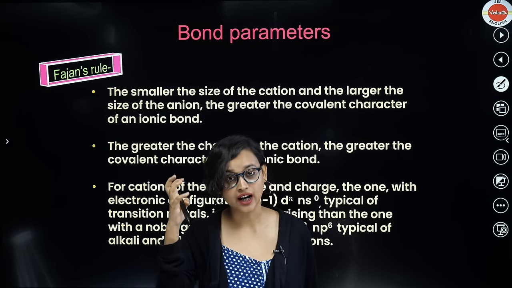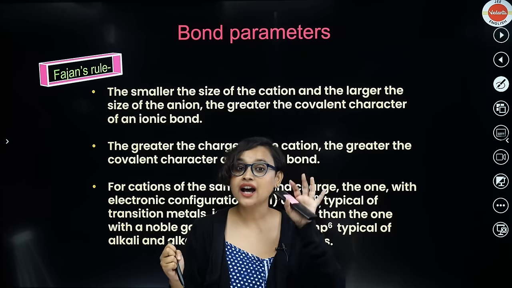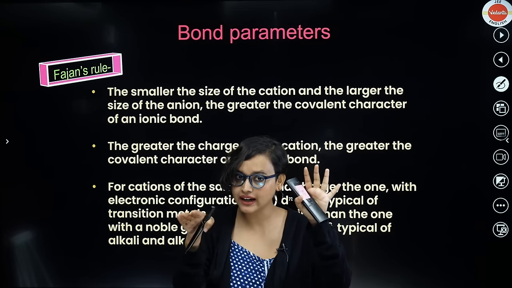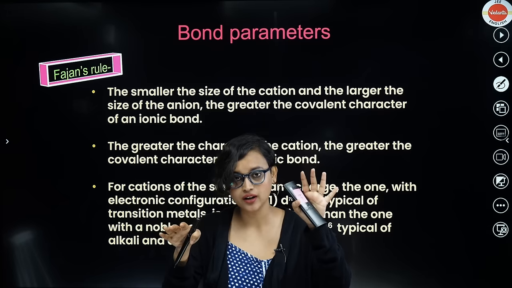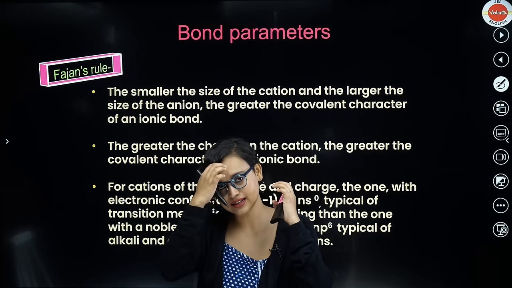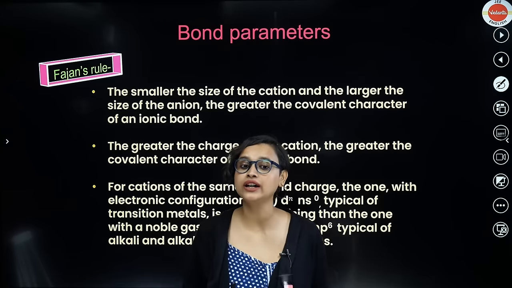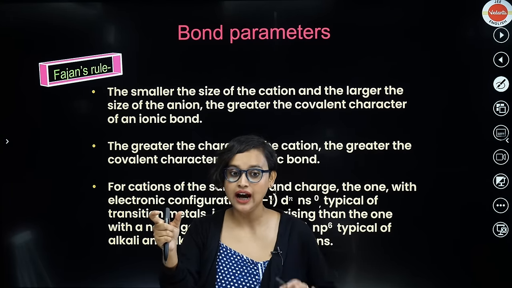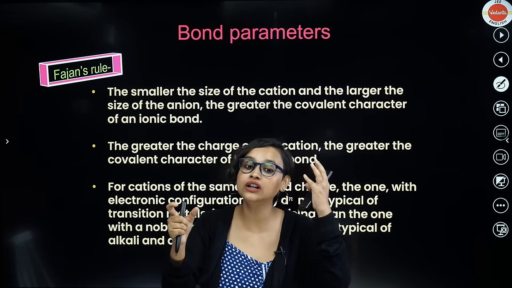Getting my point? Cation is small, anion is big, then the bond that is created, of course it's an ionic bond, but the covalent character is more here. Okay? Yes.